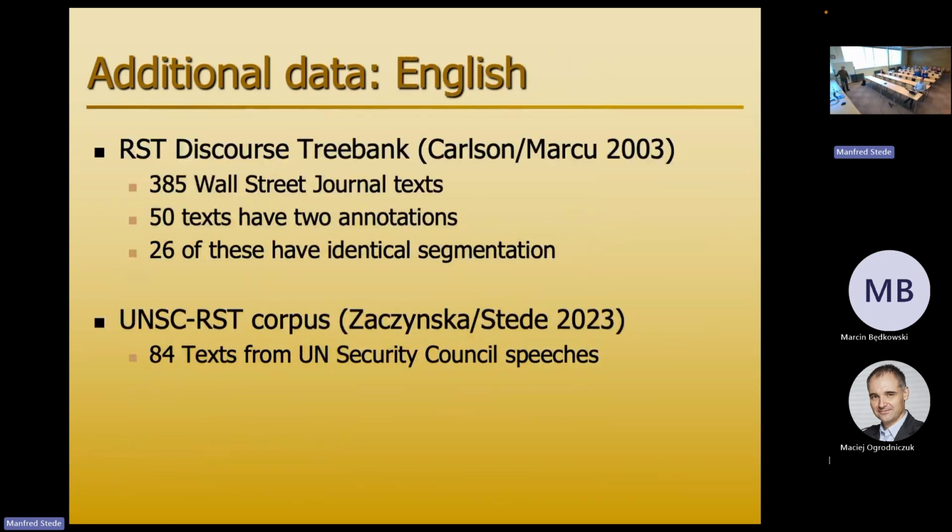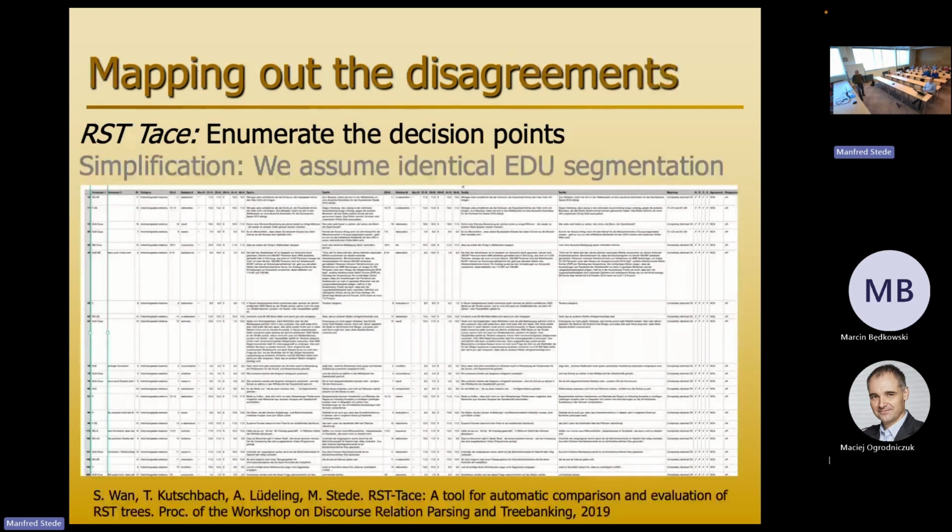For English, we work with the eRST Discourse Treebank, which comes also with 50 texts that have 2 annotations, and that didn't receive too much attention over the 20 years for some reason. 26 have identical segmentation. We are looking only at these. We're again factoring out the segmentation problem. We want disagreements on other levels first and worry about segment decisions later. Last additional corpus is from the United Nations Security Council, which another PhD student wrote last year.